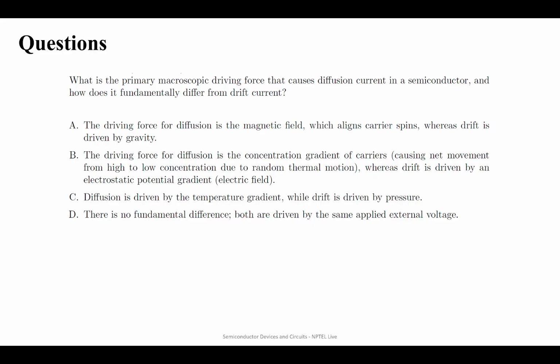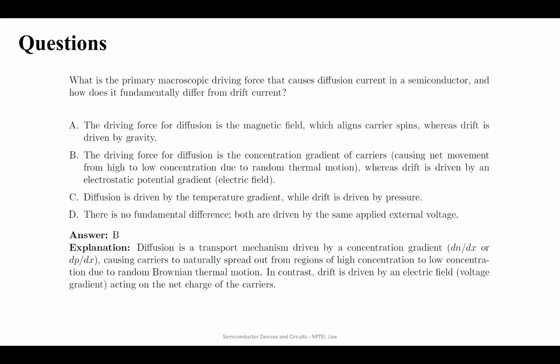C: Diffusion is driven by the temperature gradient, while drift is driven by pressure. D: There is no fundamental difference. Both are driven by the same applied external voltage. So the answer to this would be B.